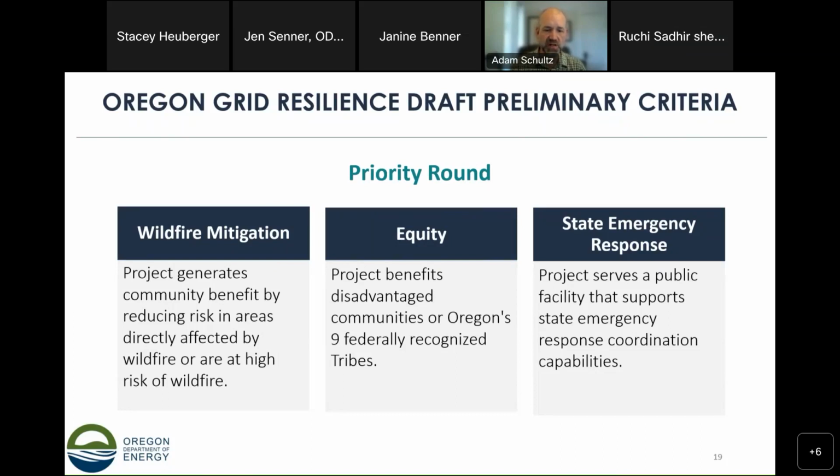So how will a project qualify for the priority round? We're proposing 3 pathways, each with a mechanism to allow ODOE to determine clearly whether a project is in or out. So one priority will focus on wildfire, the second, disadvantaged communities, and a third around state emergency coordination operations. Next slide, please.